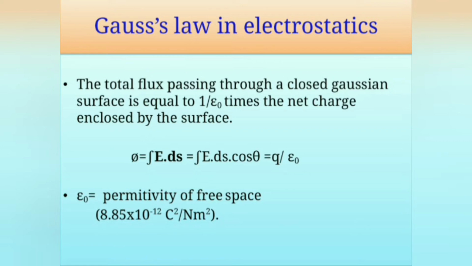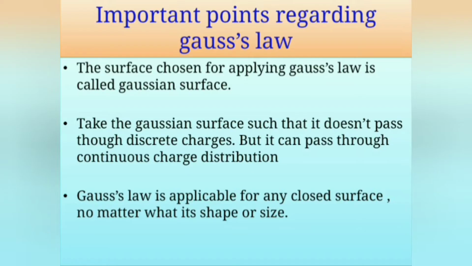Here the Gaussian surface is one imaginary surface which we construct around the charges for determining electric field or to calculate electric flux. See, we know flux is E dot ds. According to Gauss law, it is equal to Q by epsilon naught, where epsilon naught is nothing but the permittivity of free space. Now regarding choosing the Gaussian surface, we need to remember these points.